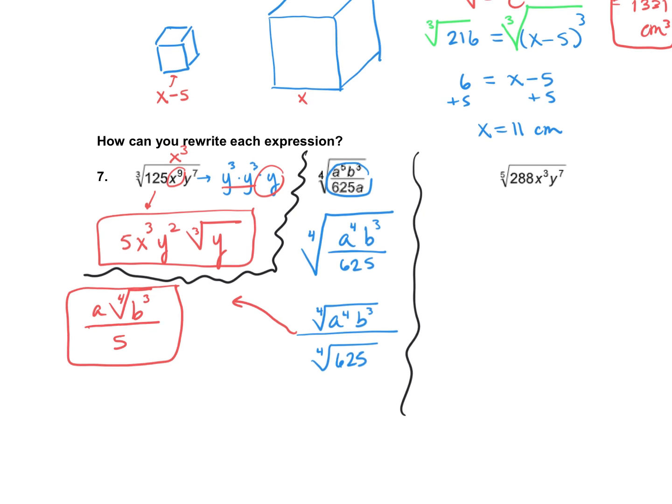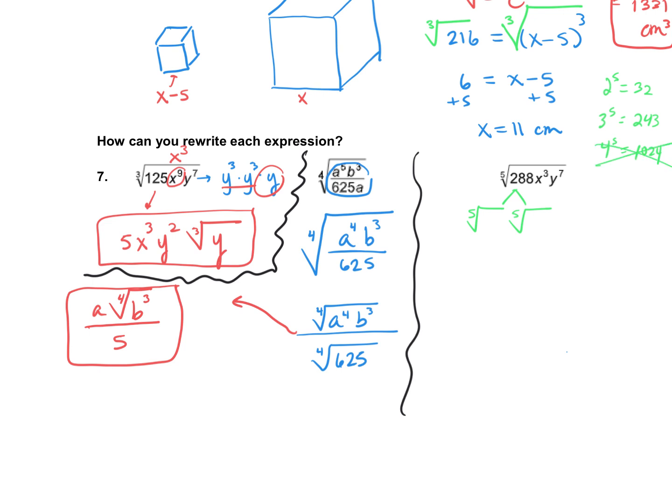We want to see if we can break down the 288 with numbers that we can take the fifth root of. So 2 to the fifth power is 32. 3 to the fifth power is 243. 4 to the fifth power is 1024. So these numbers get big in a hurry. So we know that the 1024 is too big.